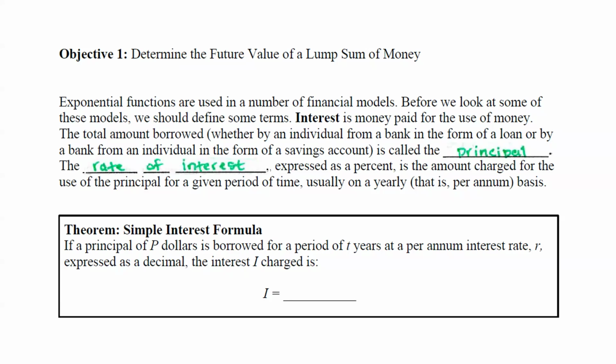Theorem, simple interest formula. This states that if a principal of P dollars is borrowed for a period of T years at a per annum interest rate R expressed as a decimal, the interest I charged is I equals PRT. Now, why is this formula important? Well, this is the simplest way interest can be calculated. It's a straight multiplication, no compounding, no complexity, and you'll see this used for short-term loans and some basic calculations.